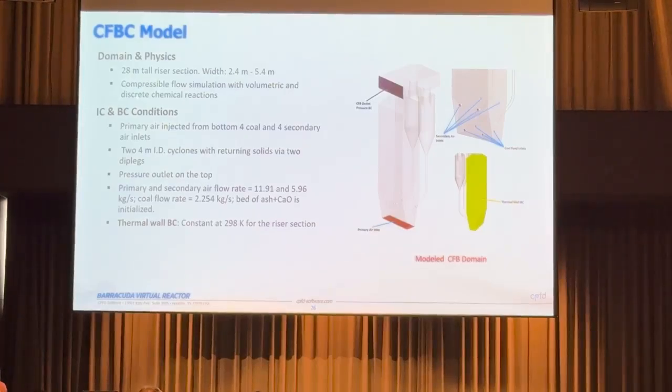As you can see, it's a real world domain. It's a 500 megawatt geometry. It's 28 meters tall. The width varies from the smallest section at 2.4 meters to about 5.4 meters. It is a compressible flow simulation with volumetric and discrete reactions. And there are some details about the flow rates coming in here.